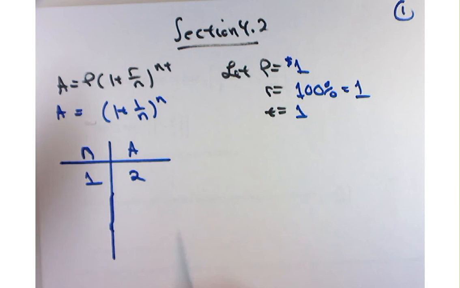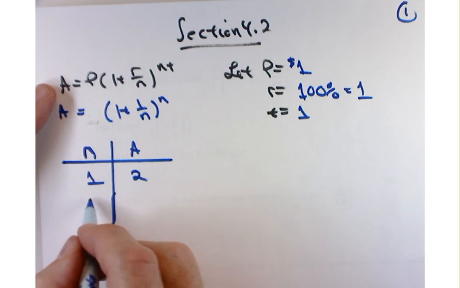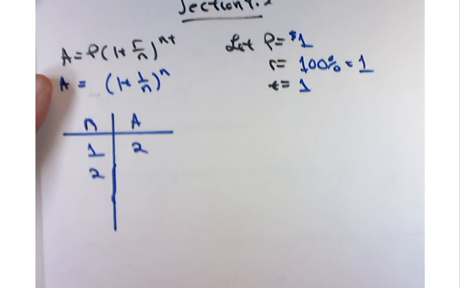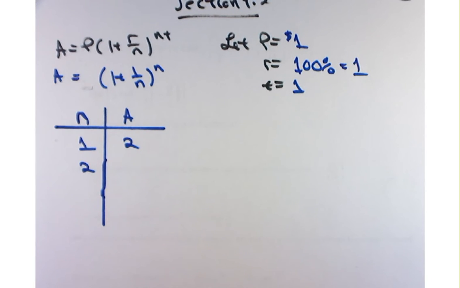Now, if I put in an N equal 2, what's happening is that you invest your dollar January 1st, halfway through the year, July 1st, they give you 50% of your interest. 50% of a dollar is 50 cents. Add that to your account, you've got $1.50. Okay. Now at the end of the year, December 31st, they give you the other 50% of your interest. But now you've got $1.50 in your account.